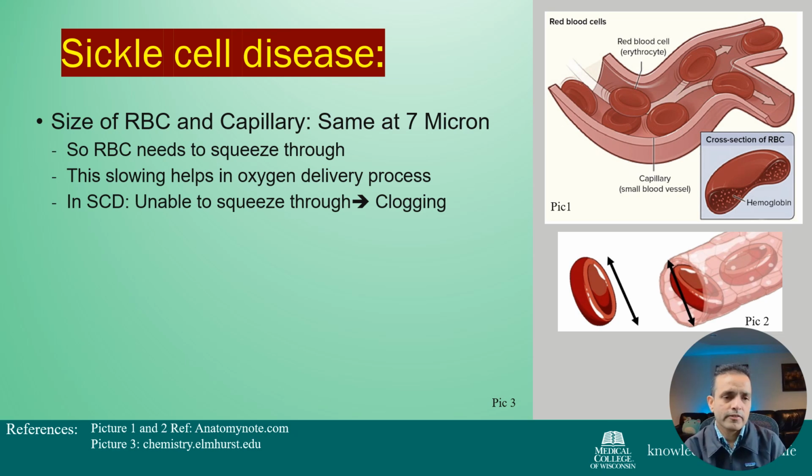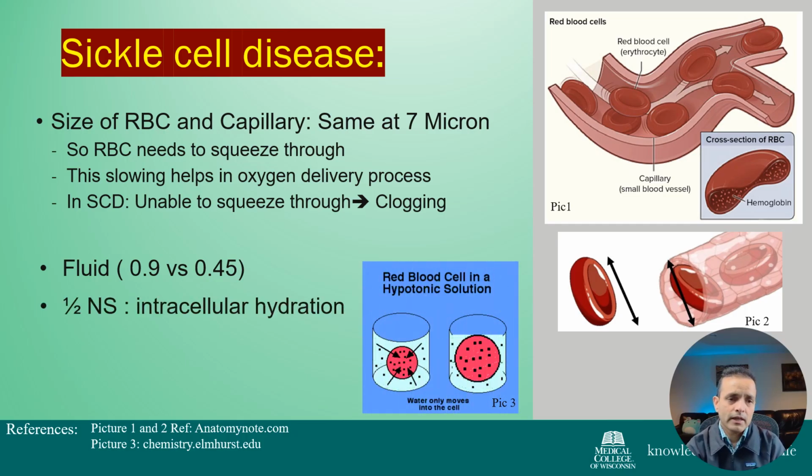To reverse that pathophysiologic process, one reason for the decreased solubility is dehydration, so you would like to give some fluid. Which fluid to give? Fluid is important. It doesn't really matter whether you use 0.9 or 0.45, but I prefer 0.45 for good reasons. Half normal saline, a hypotonic fluid, tends to go inside the cell and provide better intracellular hydration, and that's exactly what you would like in a patient with sickle cell disease. But remember, hydration is important, not the type of fluid.